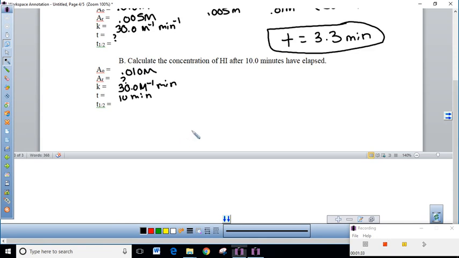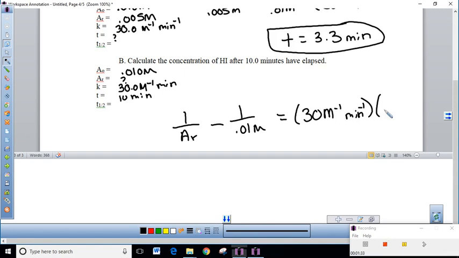So we're going to have 1 over, we don't know this guy this time, minus 1 over the original amount, 0.01. There's no negative for the second order, so it's just 30, molarity negative 1, minutes negative 1, and then our time is 10 minutes. Okay, so we're just going to multiply those. We would end up adding this guy to the other side.